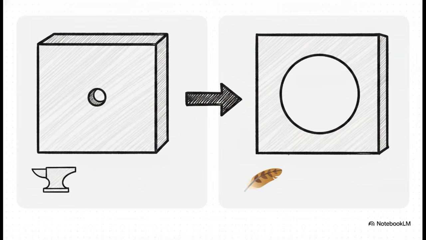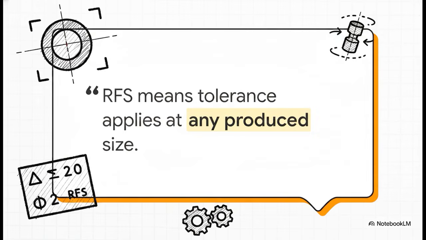But, and here's the real game changer, if the feature departs from that worst-case size, like if they drill the hole just a bit larger, moving away from MMC and towards LMC, the standard literally grants you that exact difference as extra free bonus tolerance. But wait a second, what if you look at your drawing and there's no M or L modifier in the feature control frame at all?